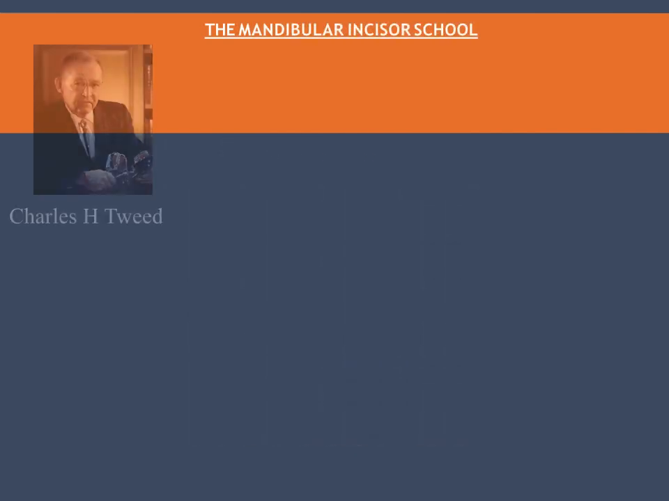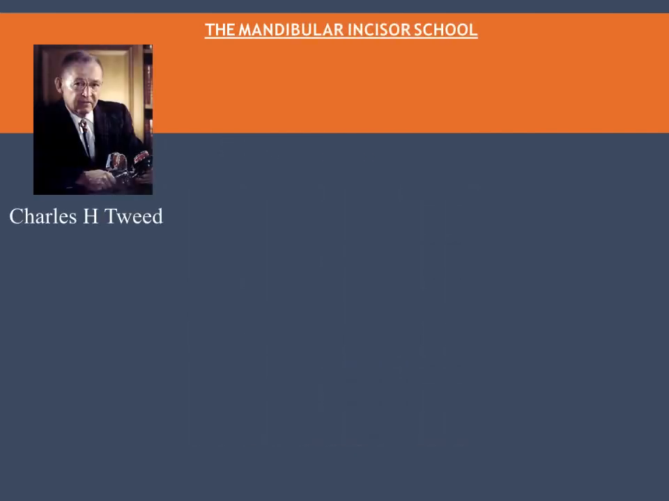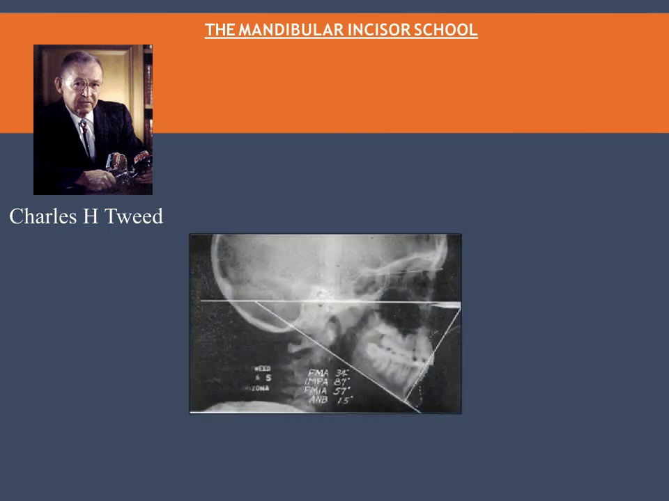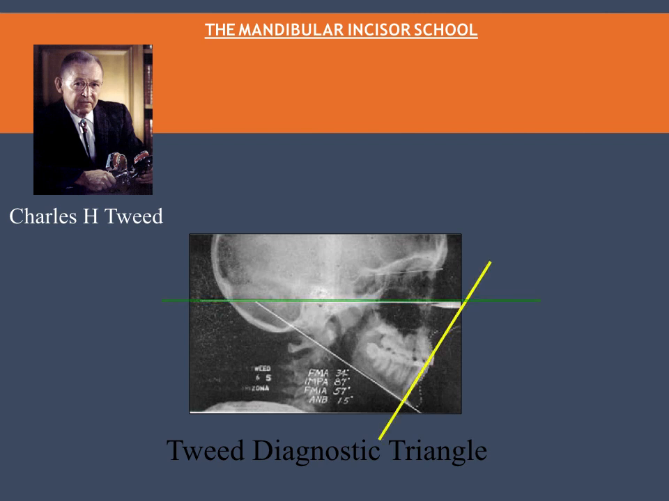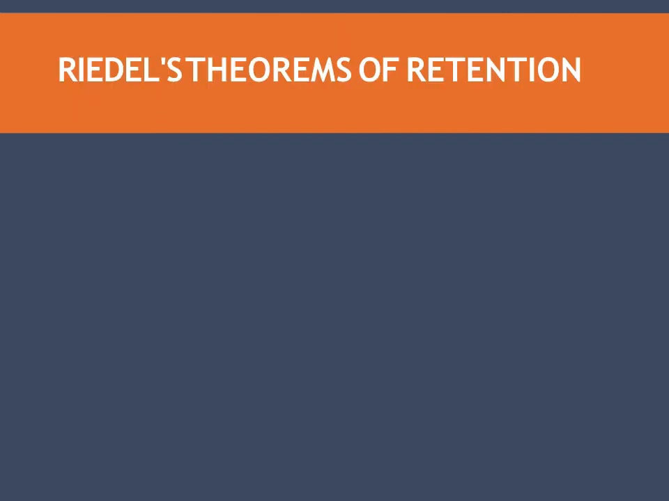Then you have your mandibular incisor school by Charles Tweed. I think we all know about it by now because of your preclinical exercises and the lecture on cephalometrics which has been taken already. So this is your Tweed diagnostic triangle, and you have your three planes which I expect all of you know. And so if your lower incisor to mandibular plane angle is 90 degrees, Tweed says that the results obtained will be stable and there'll be no relapse.